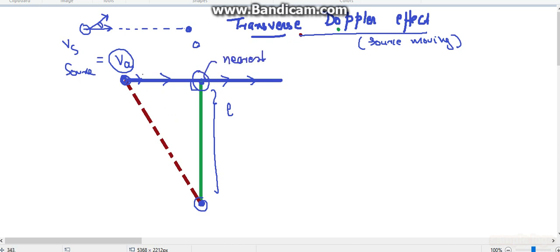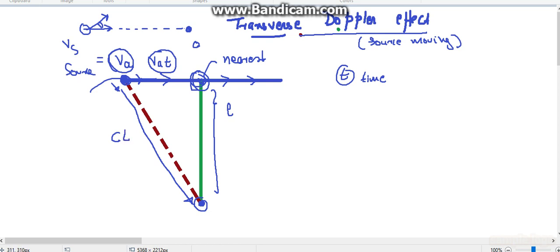Now in this situation, take things with respect to time t. In time t, if the velocity of the source is VA, this distance will be VA into t, and some wave which was emitted when the source was here, in that time the source has reached here and the sound has traveled this distance, which will be ct.